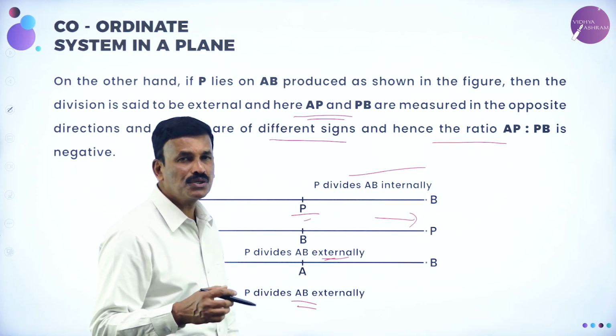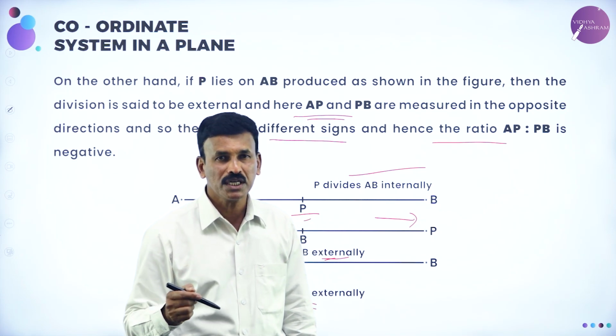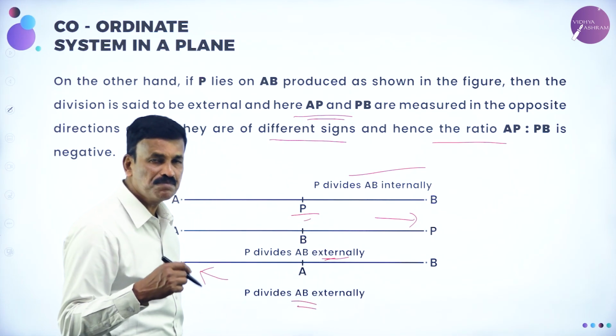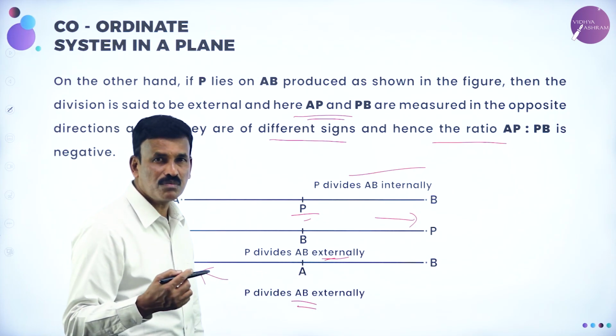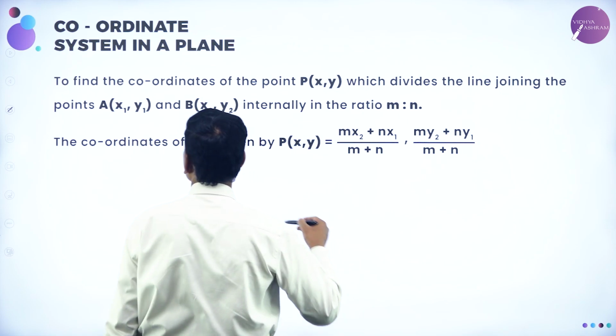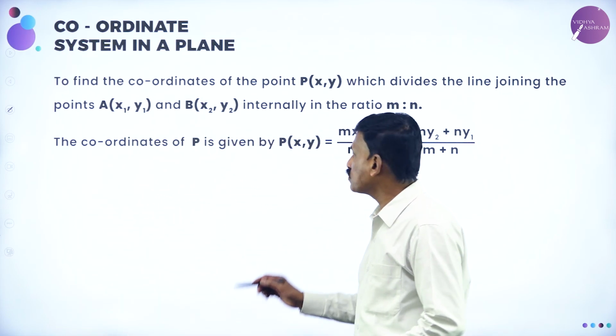Now, how do we find the point P which divides AB internally, and Q which divides AB externally? We have formulas called section formulas. In section formulas, we are going to study these two types of formulas.